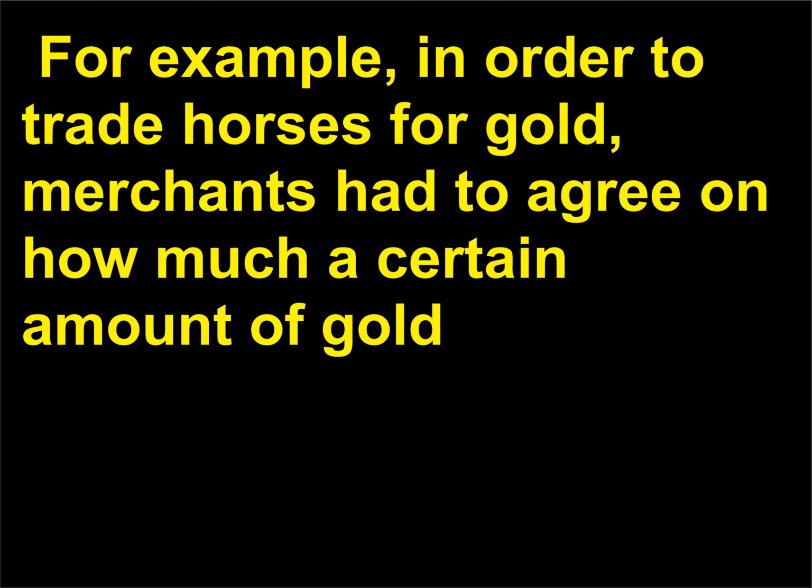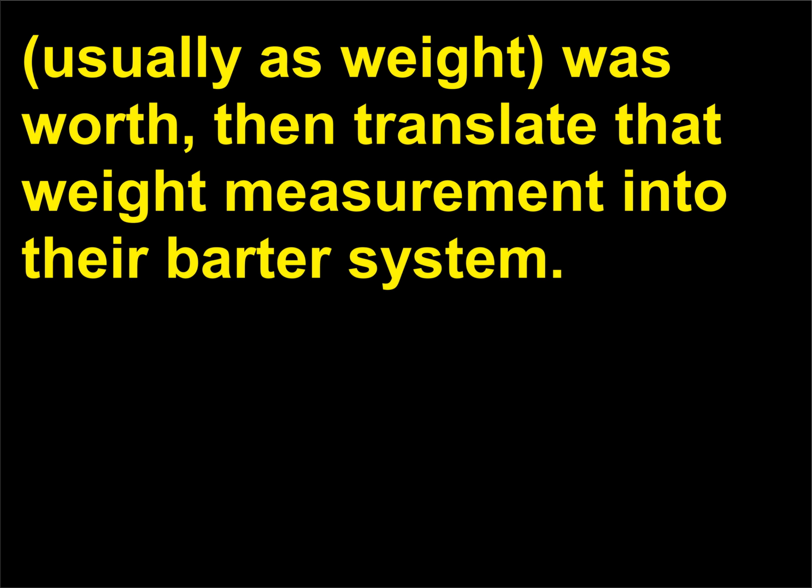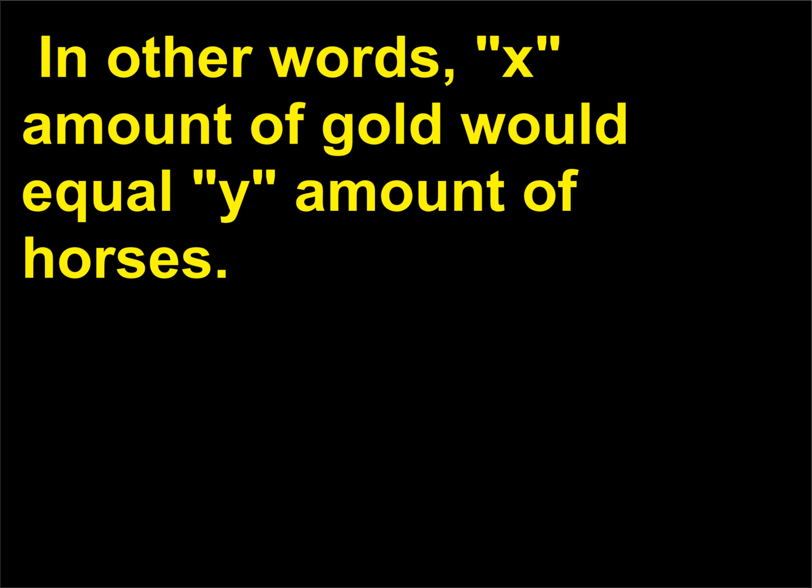For example, in order to trade horses for gold, merchants had to agree on how much a certain amount of gold, usually as weight, was worth, then translate that weight measurement into their barter system. In other words, X amount of gold would equal Y amount of horses.